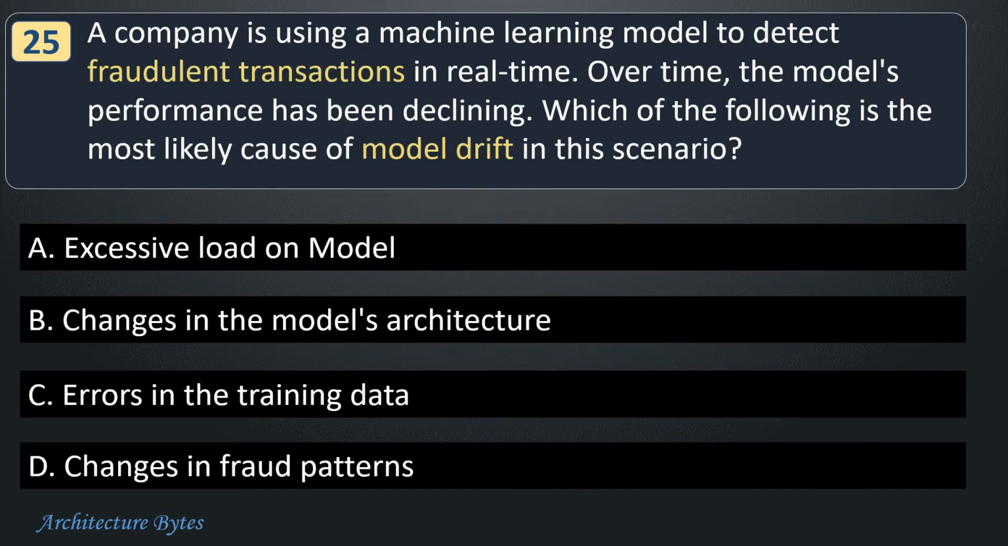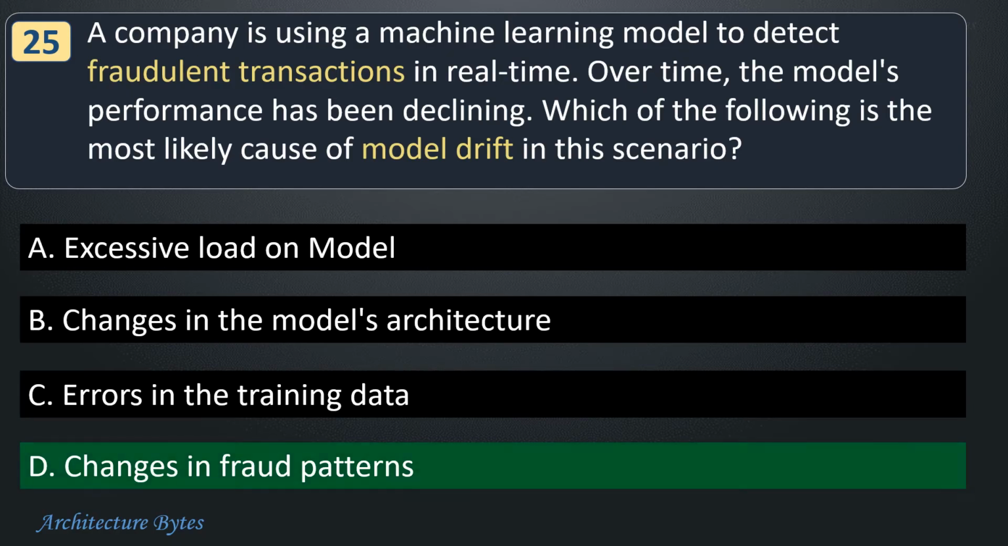A company is using a machine learning model to detect fraudulent transactions in real time. Over time, the model's performance has been declining. Which of the following is the most likely cause of model drift in this scenario? Option A, excessive load on model. B, changes in model's architecture. C, errors in the training data. Or D, changes in fraud patterns.